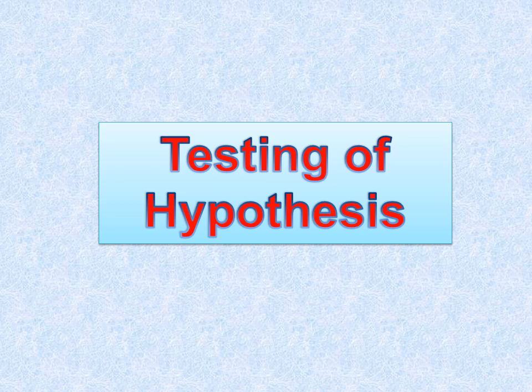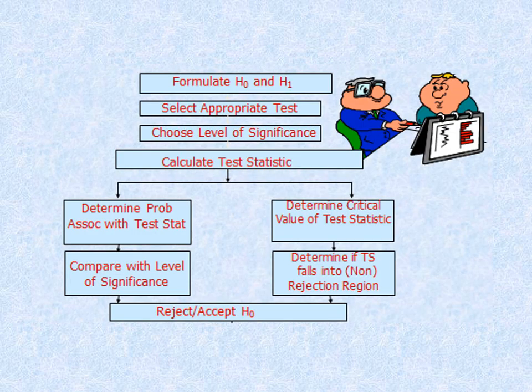Hello students, in this video we are going to look into testing of hypothesis. These are the various steps involved in testing of hypothesis. First we need to formulate what H0 is and H1 is. Select the appropriate test based on the problem and then choose the level of significance.